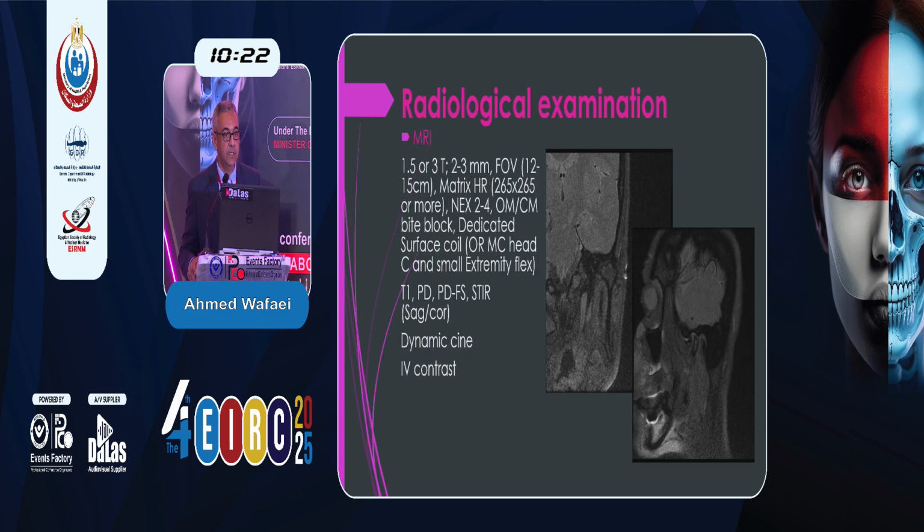MRI should be done in 1.5T or better 3T. 3T, of course, is better because it gives us a higher signal-to-noise ratio. 2 to 3 millimeter is the typical slice thickness. The field of view is 12 to 15 centimeter.